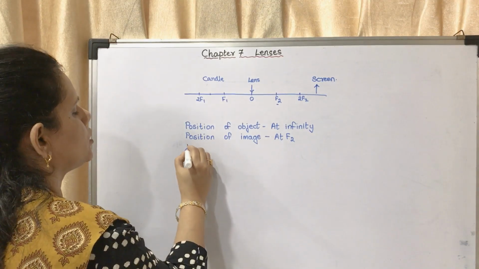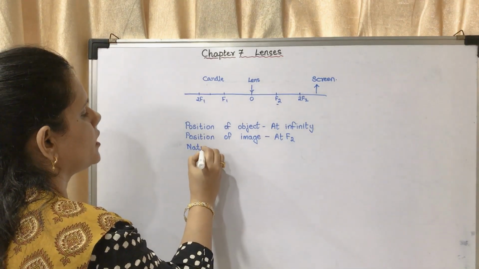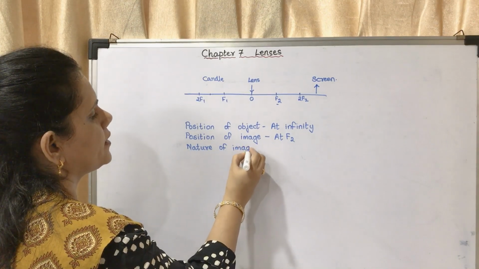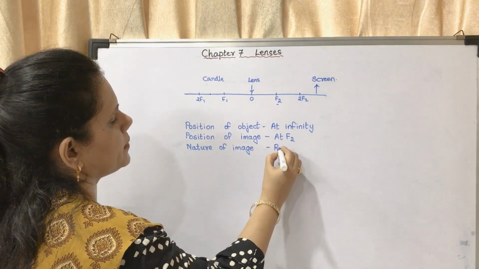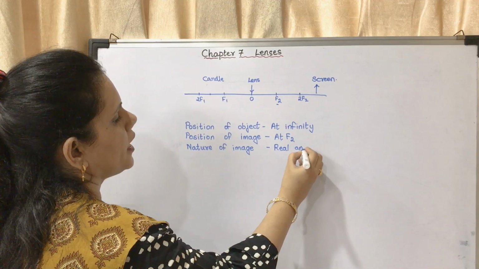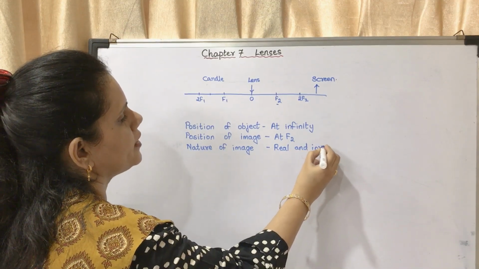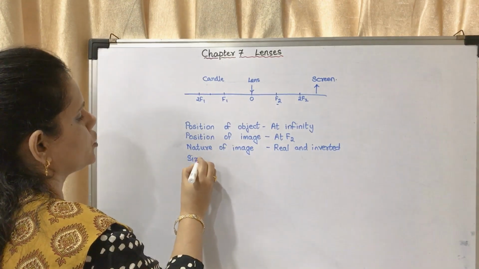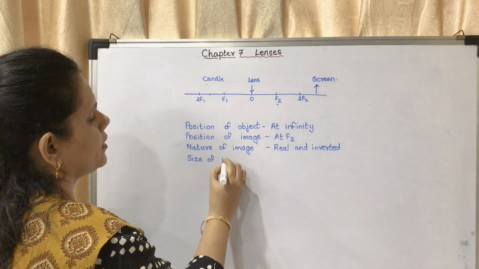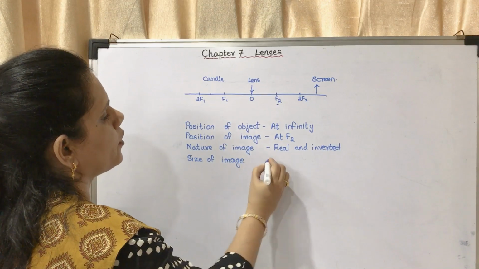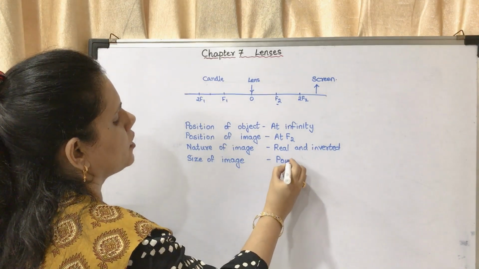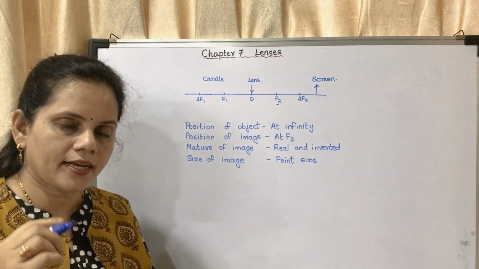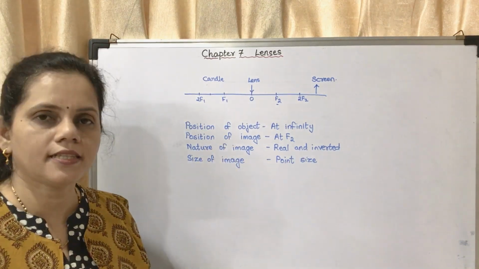What will be the nature of the image? The nature of the image is real and inverted. And what will be the size of the image? The size of the image will be point size. If you have a question to draw the ray diagram, you have to write these points.